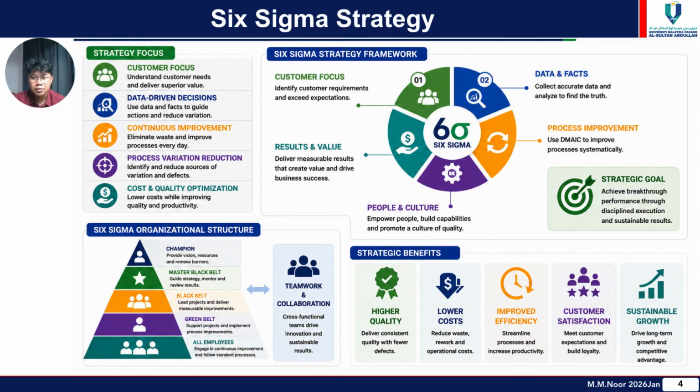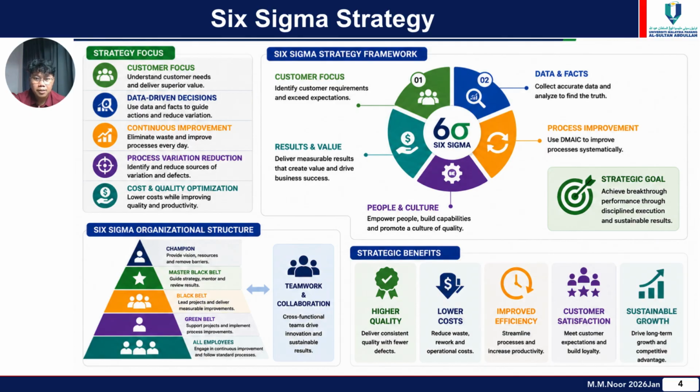The third one is continuous improvement, which encourages organizations to consistently eliminate waste and improve performance. The fourth is reducing process variation, since variation often leads to defects and inconsistent quality. And the final focus is optimizing both cost and quality simultaneously.